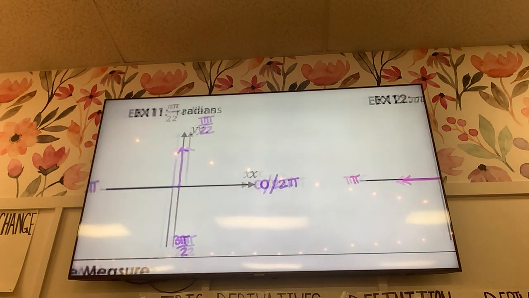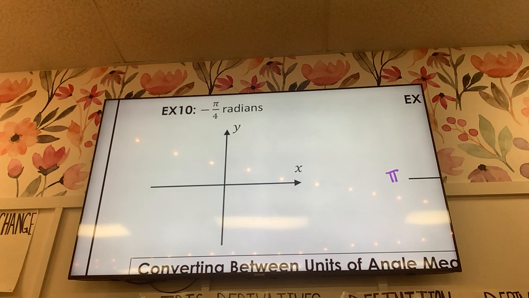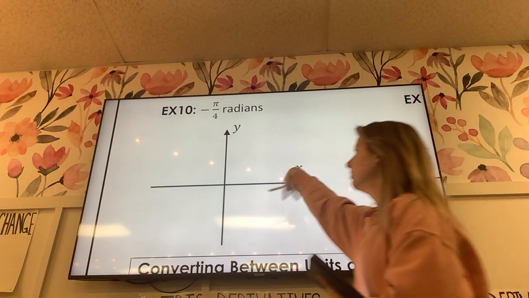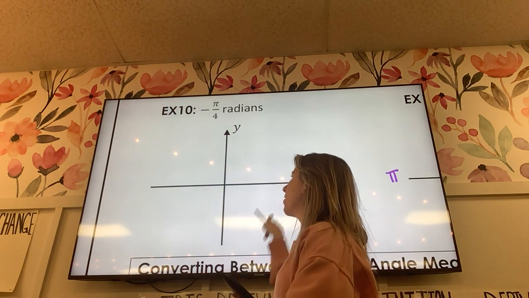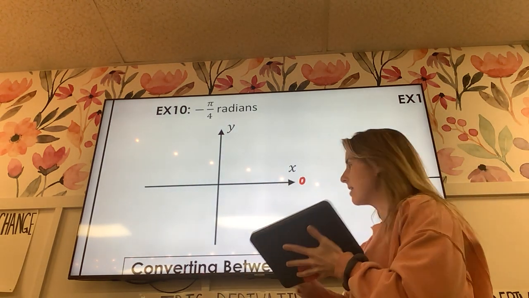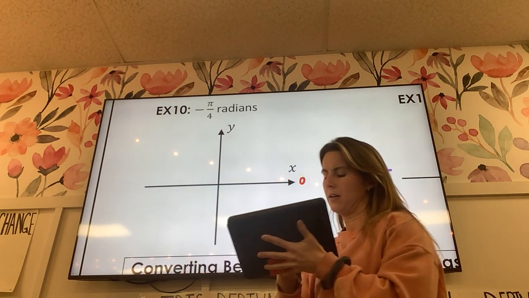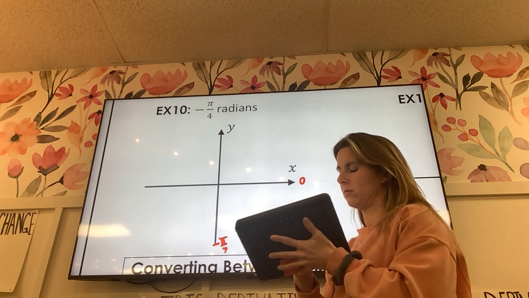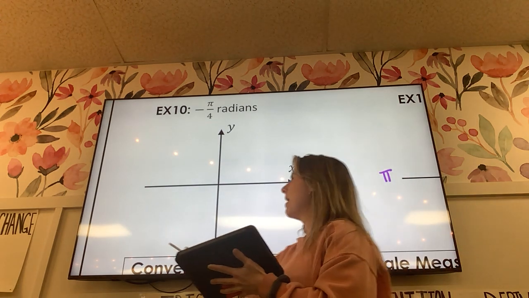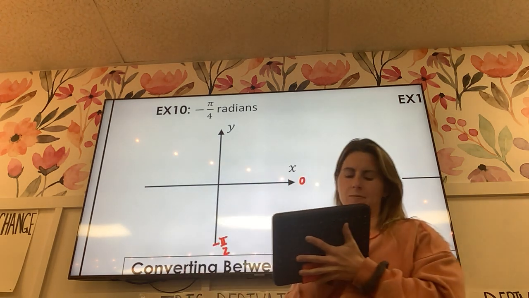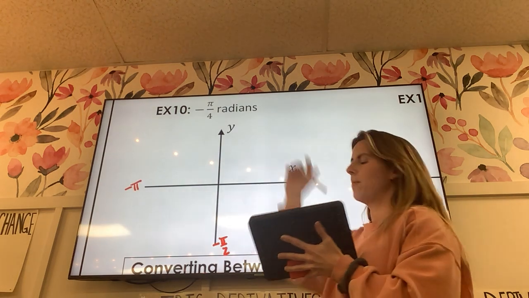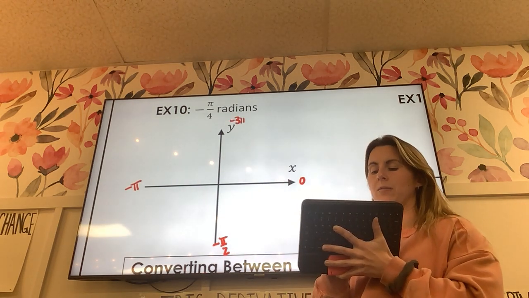All right, so now we're going to pop back over here to example 10, which is the hardest one. So first thing I'm noticing is that it's negative. So when I do my little corners, I need to go backwards. So this guy here is going to be 0, and if I go backwards, this guy is going to be negative pi over 2. So going backwards. And this guy there is going to be negative pi, and then up top would be negative 3 pi over 2.